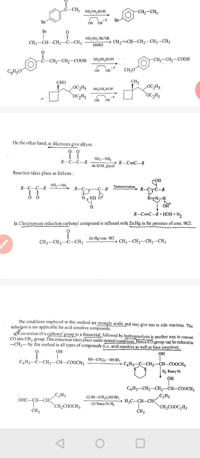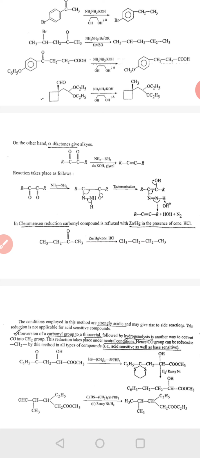So we need a reagent which can be used for both acid sensitive as well as base sensitive compounds. Conversion of a carbonyl group to a thioacetal followed by hydrogenolysis is a way to convert C=O into CH2 group. This reduction takes place under neutral conditions. Hence, the C=O group can be reduced to CH2 by this method in all types of compounds.